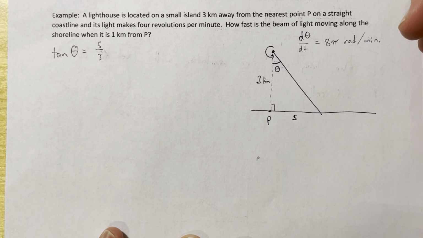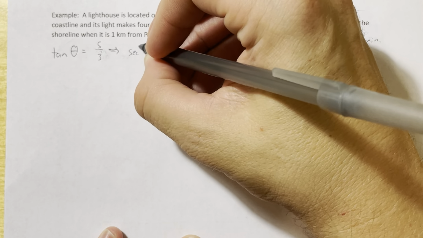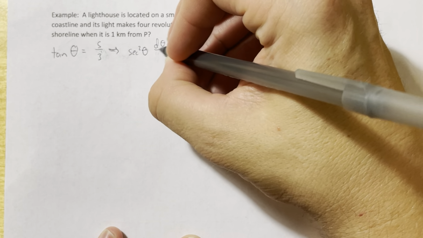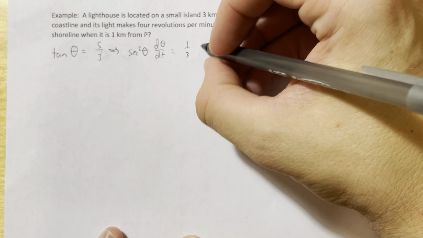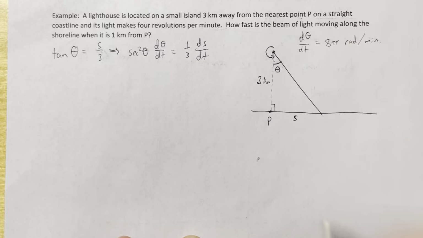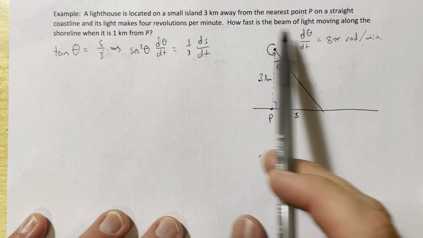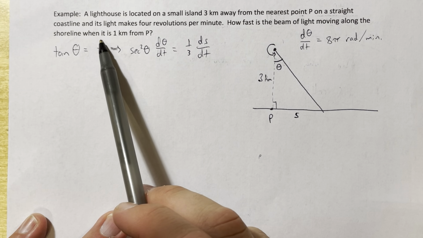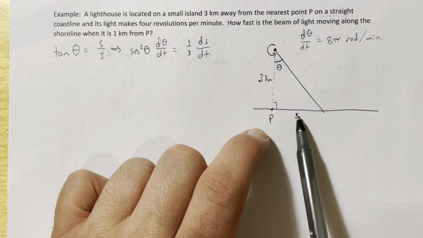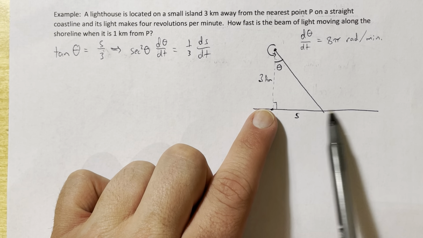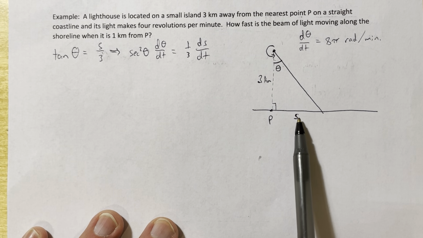And once again, I know I'm going to have to differentiate this with respect to t. That gives me secant squared of theta, d theta dt equals, the derivative of this would just be 1/3 ds dt. And notice ds dt would be the thing we're looking for. It says how fast is the beam of light moving along the shoreline when it's 1 kilometer from P? Well, that's the same thing as saying at what rate is this leg of this right triangle S increasing? Because that's telling me the same exact information. So I'm looking for ds dt.